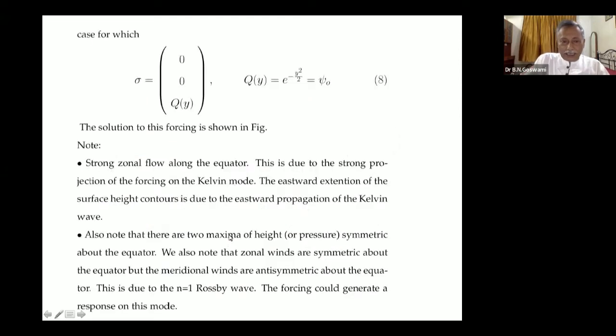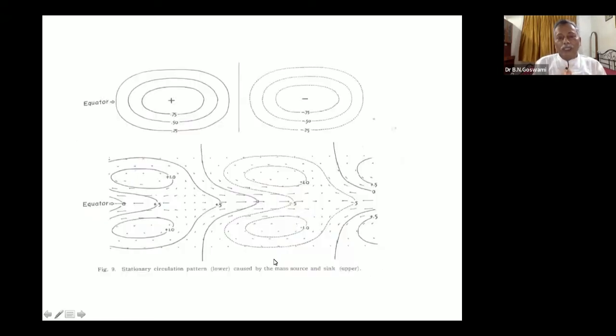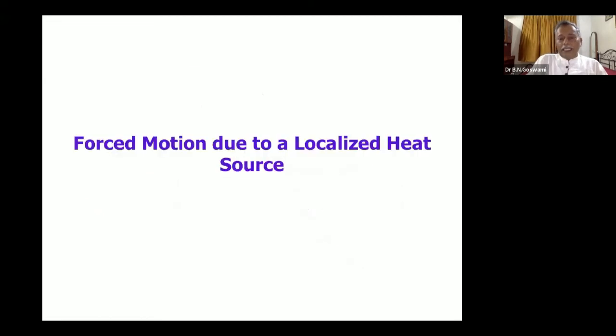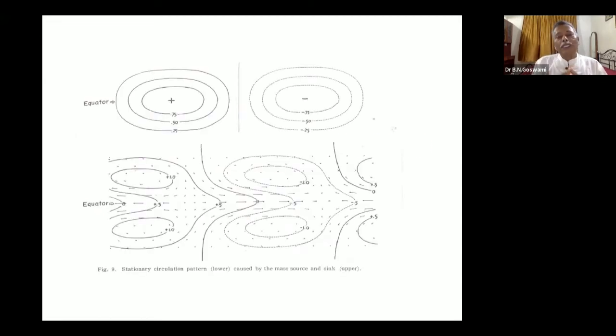So like this, we can develop a sort of linear model that can give us a response in a very special case. Now, in reality, the heat sources are not so periodic in the east-west direction and around the globe. This is very unusual. This is not possible, but it gives you an indication of how the response takes place.